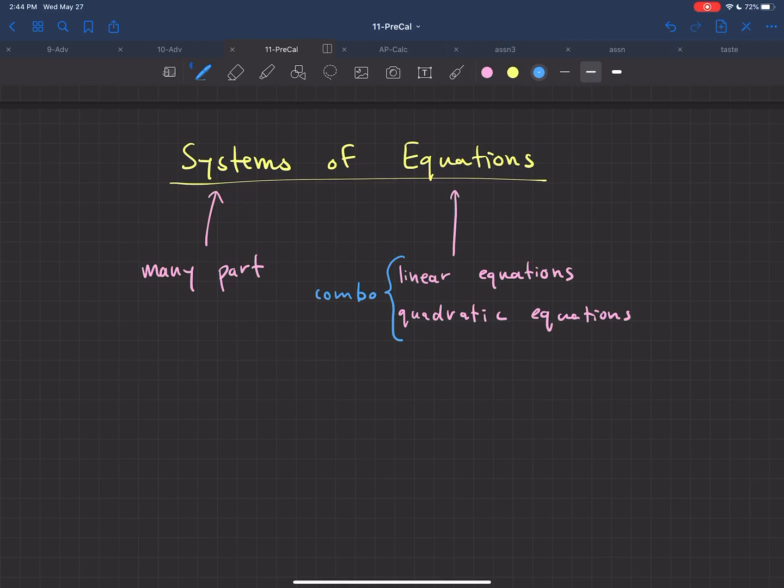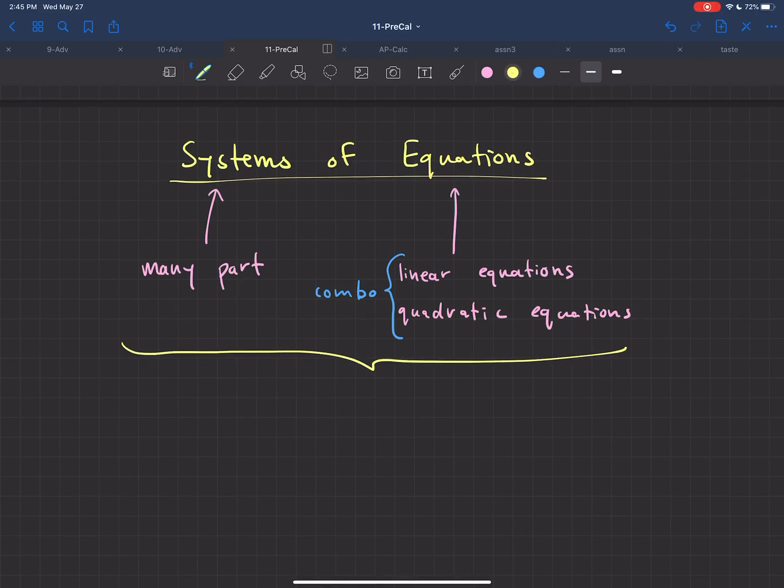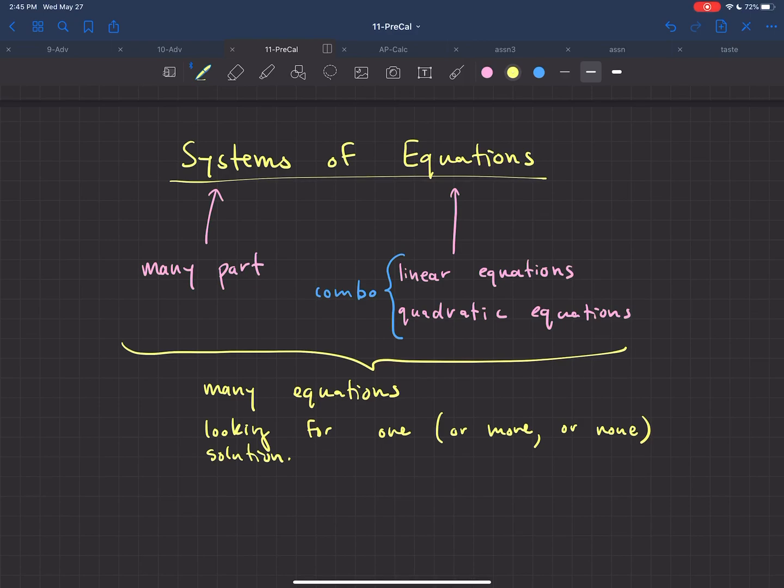So what the heck is a system? I've told you that there are many parts and there are equations. So really, all of this boils down into one thing: we have many equations, and we're looking for one solution, one or more. And then what we'll actually see is that in some cases we will have no solution. So what the heck does that mean? We've got a lot of equations, and we're looking for a solution.